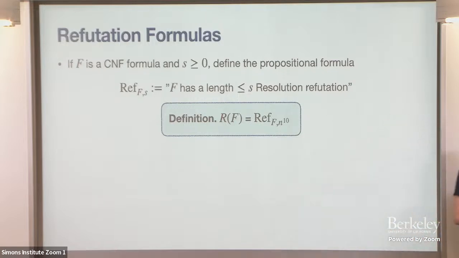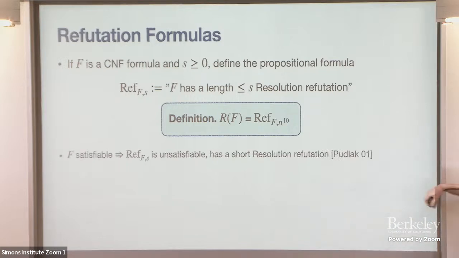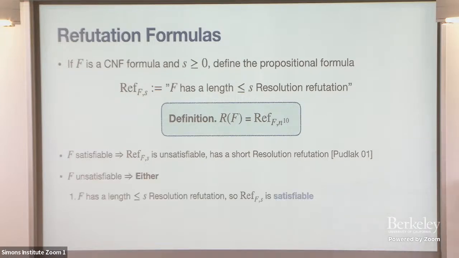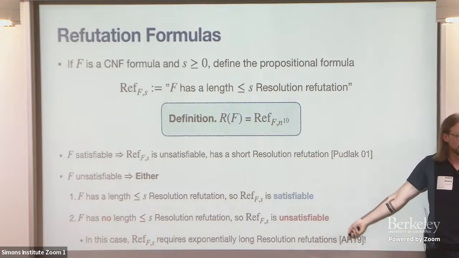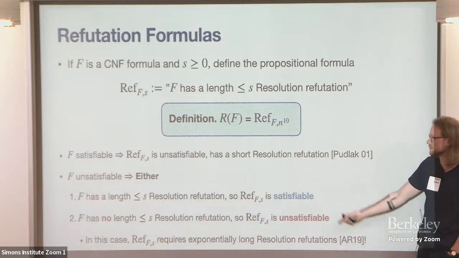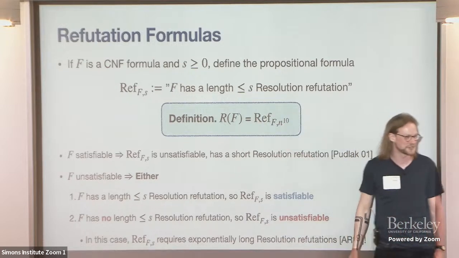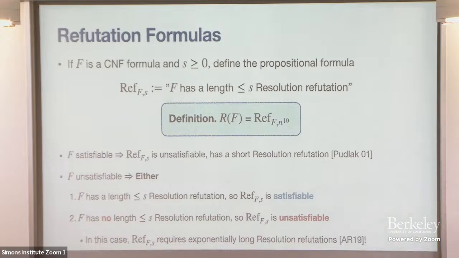And this was kind of the key thing. So if we think about how this would work, well, if F was satisfiable, then this Ref formula is going to be unsatisfiable. If F is satisfiable, then there's no resolution refutation at all. So this formula is unsat. And if F is unsat, well, then either it has a short proof, and so it's satisfiable, or it has no short proof, and then we need to actually prove that it requires a long refutation. And that is where all the work is. Although a significant amount of the cleverness came from just thinking to use this formula in the first place. I think once you have the formula, the lower bound itself is not so bad somehow.